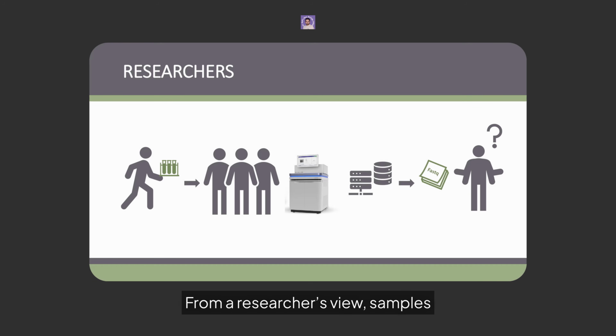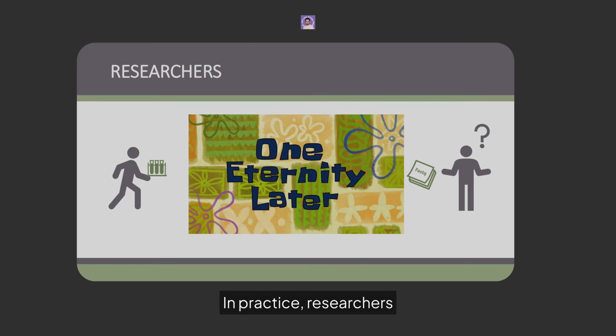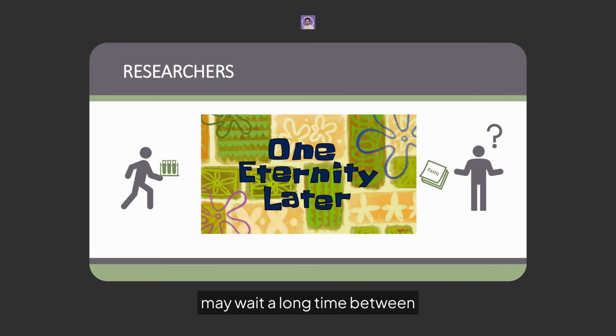From a researcher's view, samples are delivered to the platform, sequenced, and stored on servers. The result is a set of FASTQ files. Without appropriate tools and support, these files can be difficult to interpret and translate into biology. In practice, researchers may wait a long time between submitting samples and understanding FASTQ data. This highlights the need for streamlined analysis pipelines and training so that sequencing output rapidly becomes usable insight.